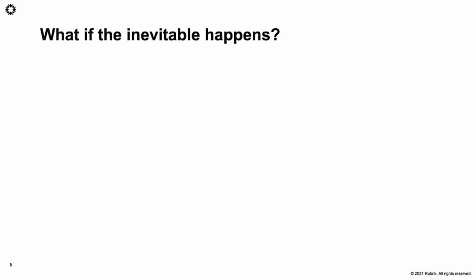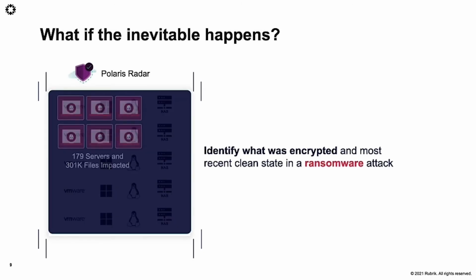So let's talk through that a little bit. So what if the inevitable happens? First of all, we need to think about all the things that Rubrik has in its portfolio. First of all, we have an immutable append-only file system, which means your data is in a vault. Secondly, I mentioned earlier that we have that product Radar, which watches your data sets and looks for anomalies so that it can detect a ransomware attack and give you that insight.